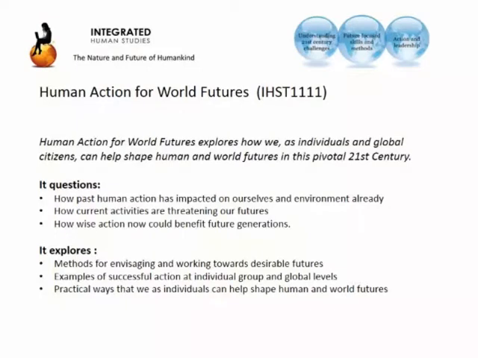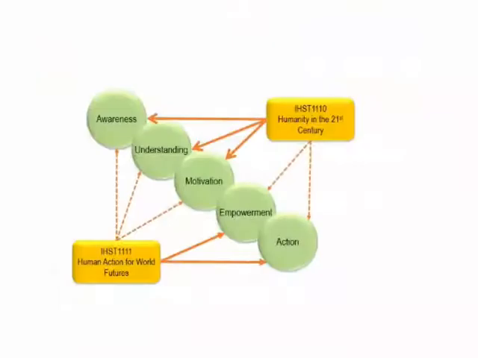How do we envisage and work towards desirable futures? How do we get together individually, as groups, and globally, as citizens, global citizens, to affect change? What can we individually do to help shape human and world futures? So the two units naturally come together, if you like, they integrate.